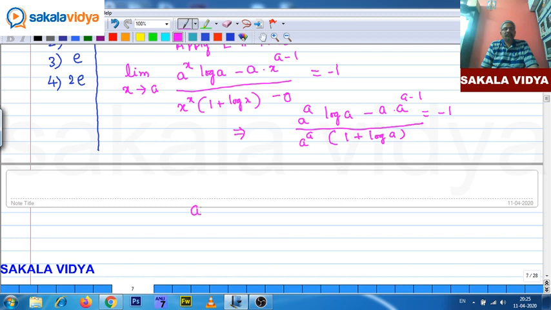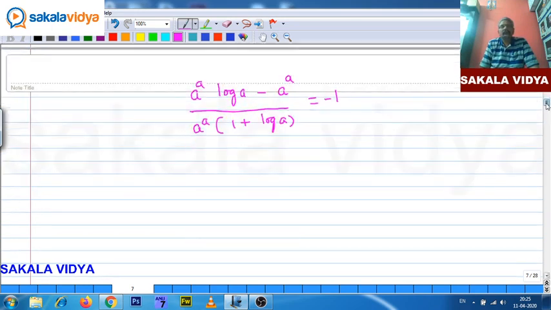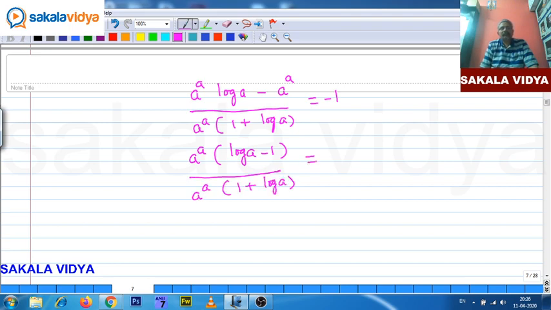Now here you see, a to the power of a log a minus a into a power a minus 1. a into a power a minus 1 is a power a, by a power a into 1 plus log a equals minus 1. And next, a power a common, we have log a minus 1 by a power a into 1 plus log a equals minus 1. Now a power a gets cancelled.